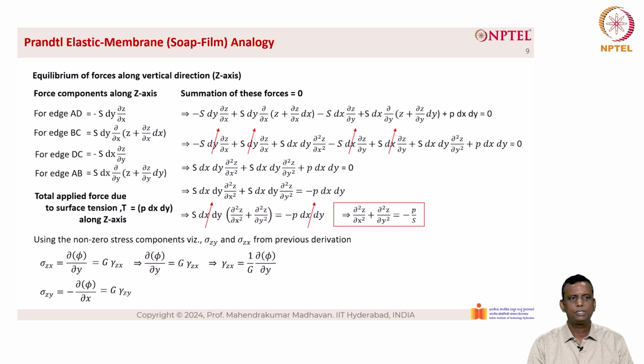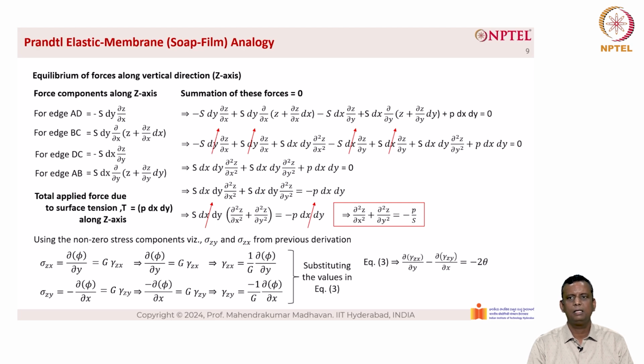Similarly, σzy = -∂φ/∂x = G γzy, which gives the equation γzy = -(1/G) ∂φ/∂x. So substituting these values in equation 3, which is the equation in the previous derivation, we have ∂γzx/∂y - ∂γzy/∂x = -2θ.